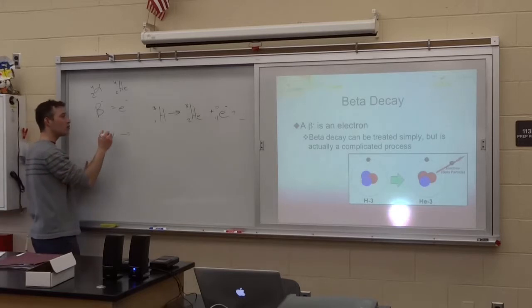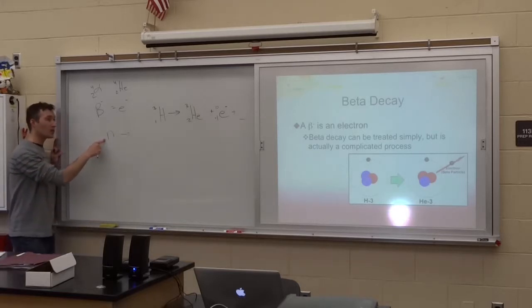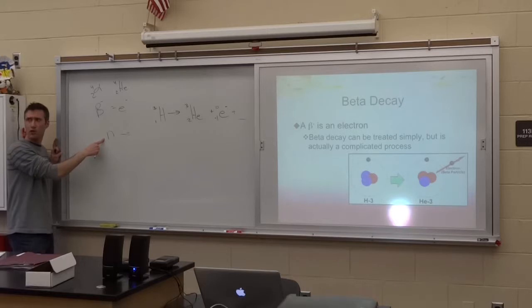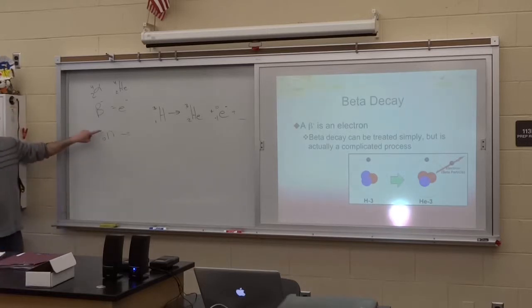All right, so we start with a neutron. What is the proton number or the charge number of a neutron? 0. The neutron's not charged, right? Neutral. So it has a charge number of 0. What is the mass number of a neutron? Yeah, it's 1.